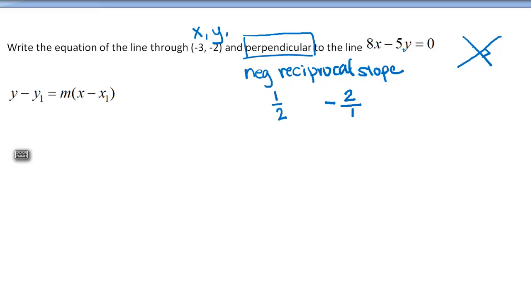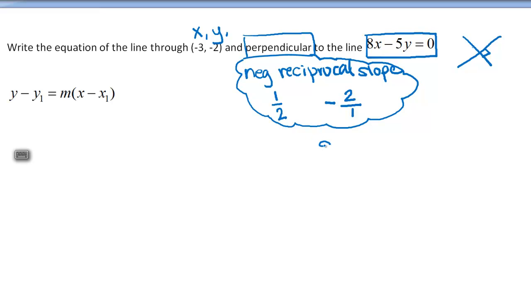Let me put that in a bubble so that you can remember this definition of perpendicular. Perpendicular again means negative reciprocal slope. So how does that help me? Well, I'm going to take this equation right here, and I'm going to try to find the slope for it. We have 8x minus 5y equals 0. The first thing I notice is that it's not in the y equals form, the slope-intercept form. So I'm going to fix that.